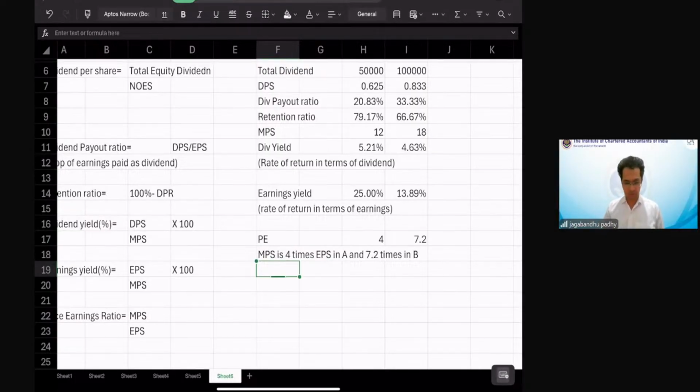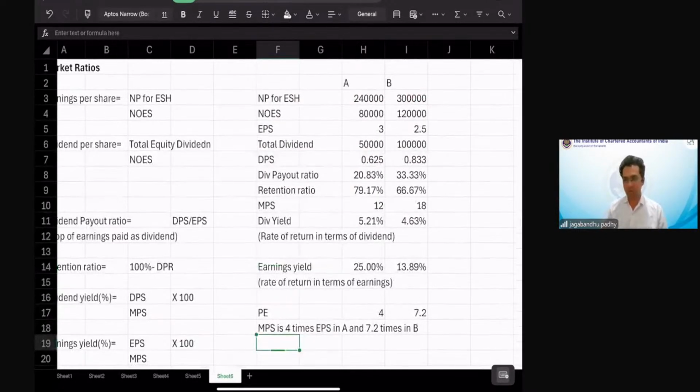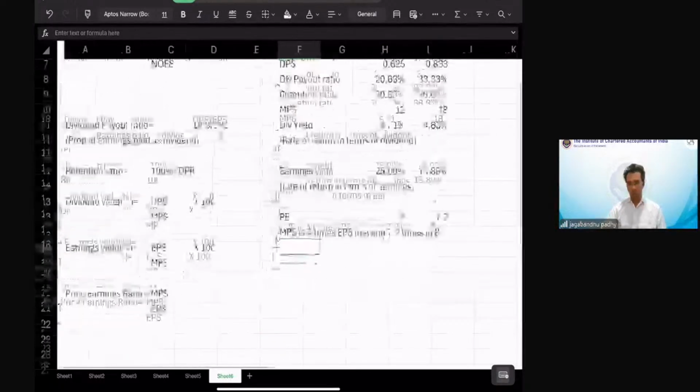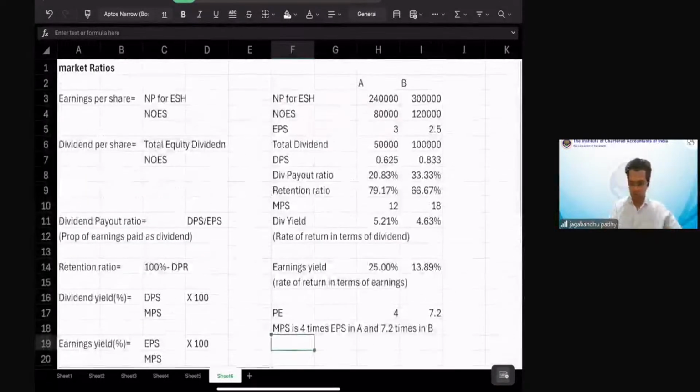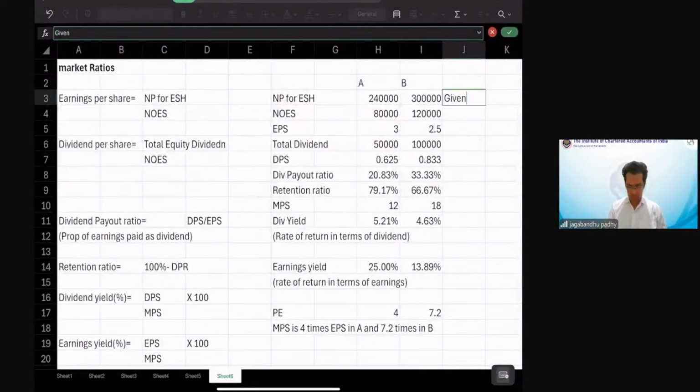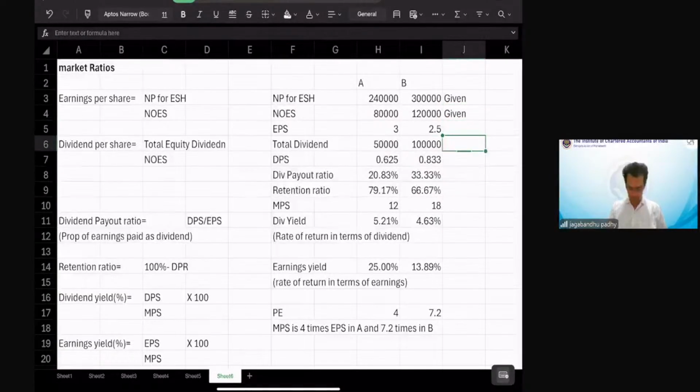To get total dividend 50,000, that will be given in the question. Total dividend is an input thing. That will be given to us. Market price per share will also be given to us.